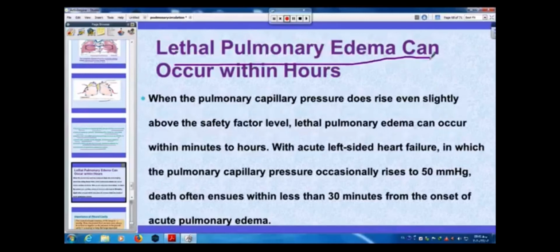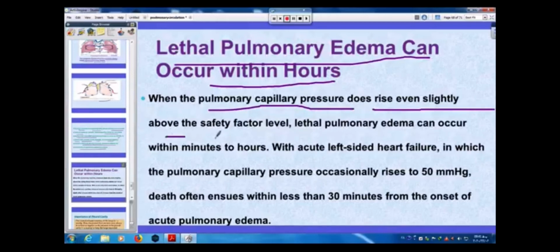Lethal pulmonary edema can occur within hours. When the pulmonary capillary pressure rises even slightly above the safety factor levels, lethal pulmonary edema can occur within minutes to hours. With acute left-sided heart failure, the pulmonary capillary pressure occasionally rises to 50 millimeters of mercury, and death often ensues in less than 30 minutes from the onset of the acute pulmonary edema.